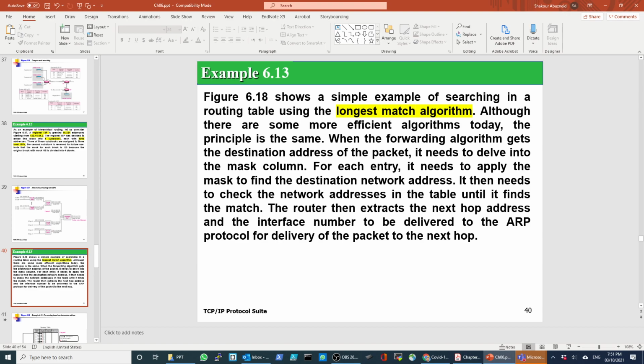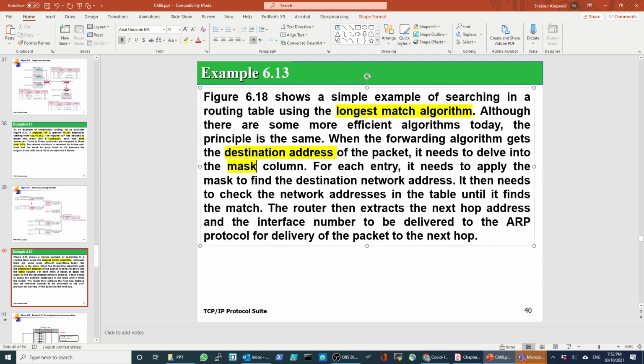Although there are some more efficient algorithms today, the principle is the same. When the forwarding algorithm receives a packet, you look into the packet and get the destination address. You don't care about the source address. You get the destination address from the packet. Then after that, you need to check the mask. What is the mask? Okay.